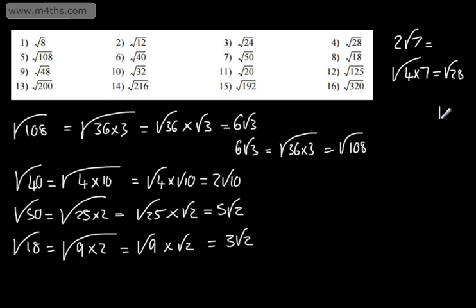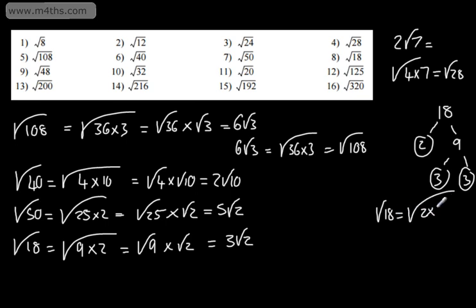Again, if you didn't spot that, prime factor it, divide it by 2, that gives me 9, divide it by 3, that gives me 3, and we end up now with the root of 18 is the root of 2 multiplied by 3, which you could write as root 2 multiplied by root 3 multiplied by root 3. We have a pair of root 3's, so this is going to give us root 2 multiplied by 3, which of course is 3 root 2.